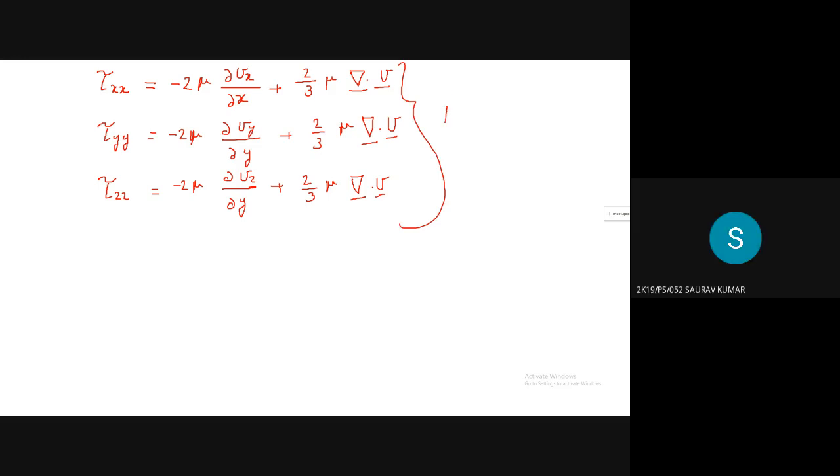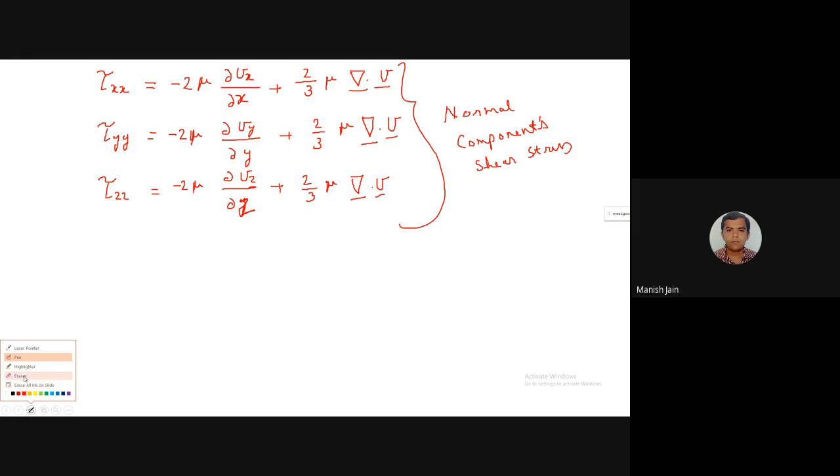Sir, shouldn't it be del z? Yes, del z. This should be z. Okay. These are the normal components of the stress, not the shear stress. Now these are the normal stresses. Now we will write the shear stresses.